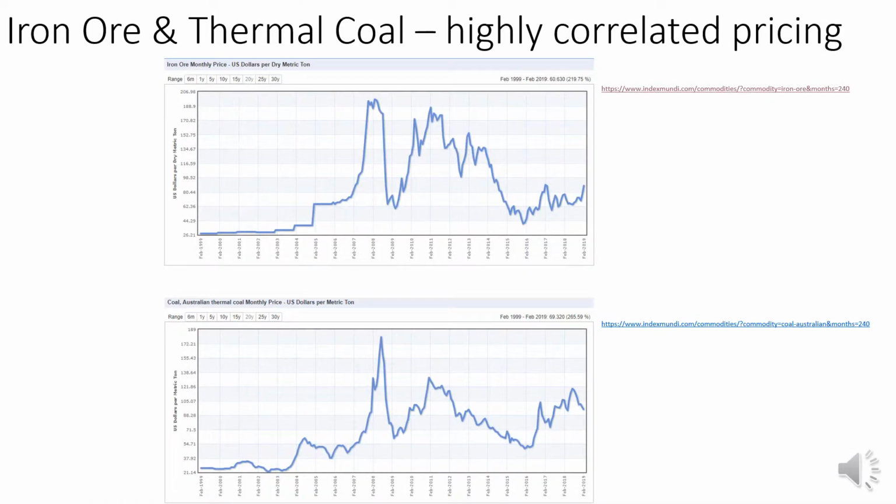Further to the previous slide, this slide presents the pricing movements for iron ore and thermal coal for the last 20 years. Both charts show relatively similar pricing movements, so it is easy to recognize the high price movement correlation.